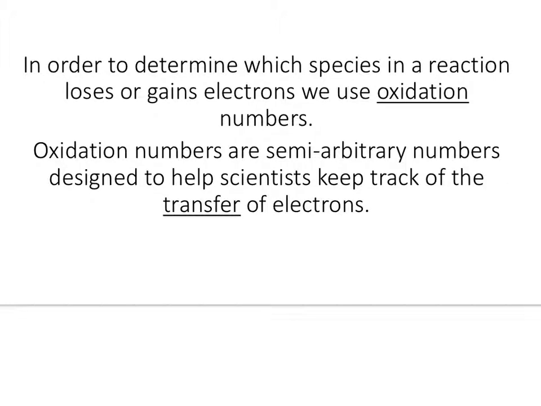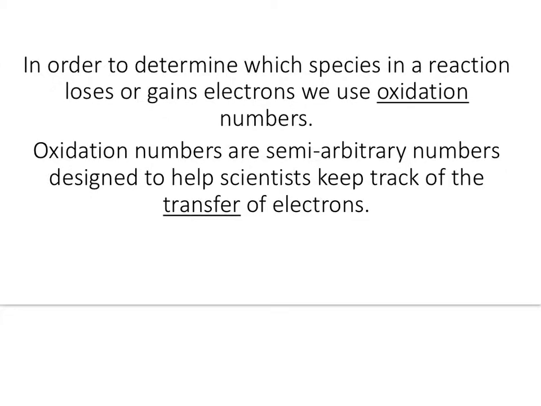So in order to determine which species in a reaction loses or gains electrons, we use oxidation numbers. Now, these are semi-arbitrary numbers designed to help scientists keep track of the transfer. I say semi-arbitrary because they kind of relate to charges, but not always, and scientists kind of just started placing numbers and made their own pattern. So they're not always related to electron configuration, but sometimes they are, sometimes they're not. You don't really need to know that. I'm just letting you know why for some, you're going to find that they normally have a charge of like 2, and the oxidation number is like 8. You're like, wait, what? That is just weird.